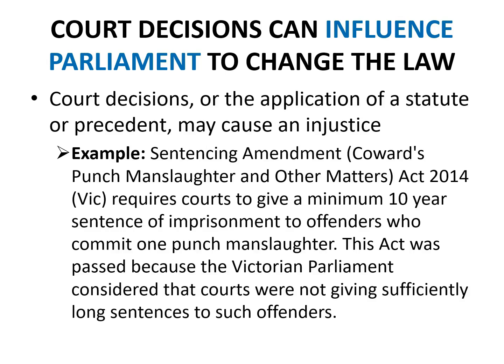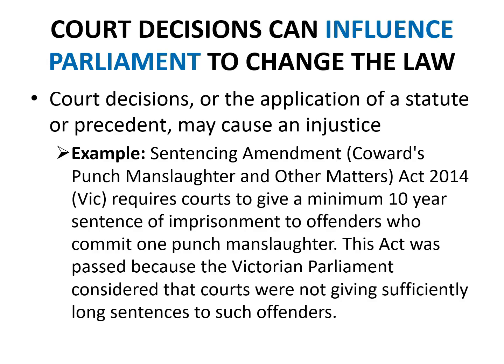Another example of where decisions of the courts can influence Parliament to change the law is where a court decision or the application of a statute or precedent by a court is considered to cause some kind of injustice. In such a case, Parliament can respond to this injustice by changing the law to prevent the law operating unjustly. This might mean that Parliament abrogates the law made by the court, or that Parliament passes legislation to change the statute. An example of this is when the Victorian Parliament passed the Sentencing Amendment (Coward's Punch Manslaughter and Other Matters) Act of 2014.